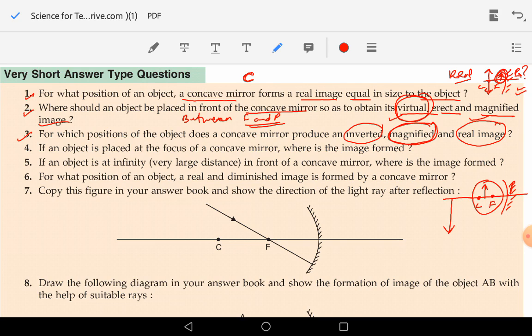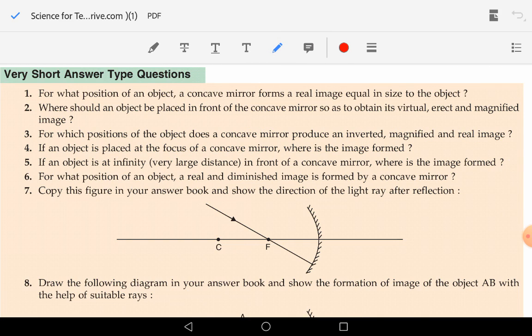Now moving on to question number 4: if an object is placed at the focus of a concave mirror, where is the image formed? Let us understand this. If this is a concave mirror, this is the pole, this is the center of curvature and this is the focus.